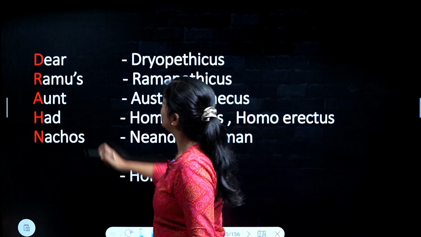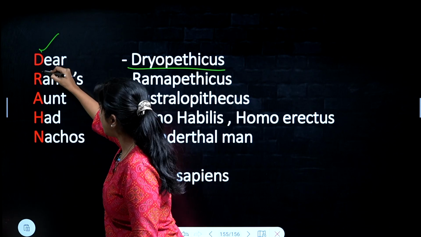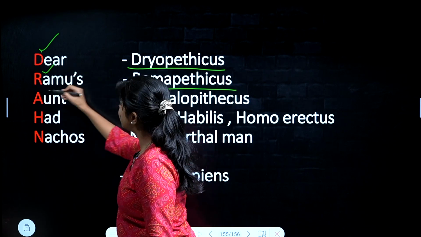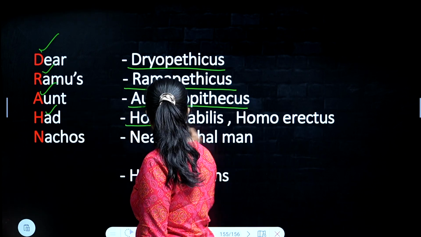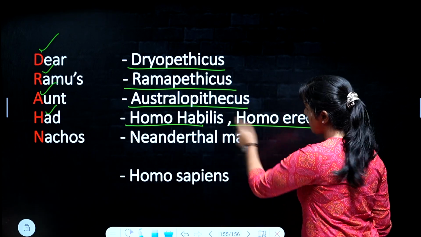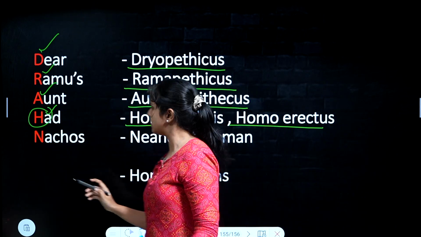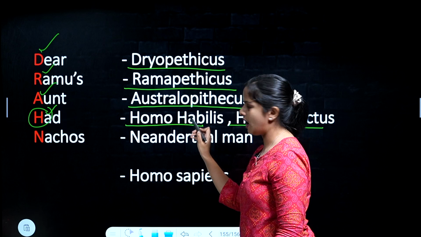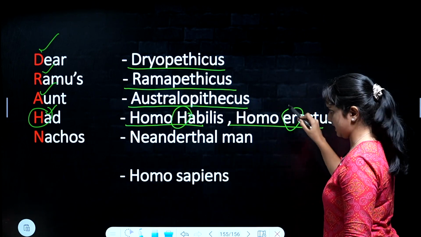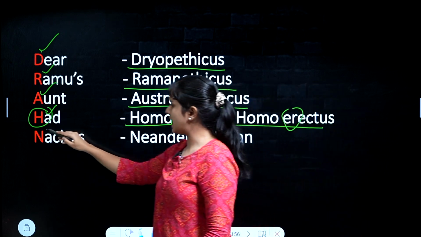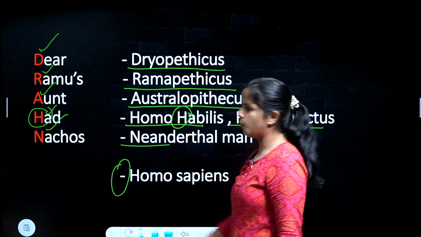So how do you study this? Dear, the D of Dear stands for Dryopithecus. Ramu's R stands for Ramapithecus. Aunt's A stands for Australopithecus. H's, had, stands for Homo habilis and Homo erectus. This you have to learn on your own, because as both have H as the first letter, you have to write Homo habilis first. Habilis comes first, and then Homo erectus, okay? Then N of nachos for Neanderthal man. And then finally, you have the Homo sapiens, okay?